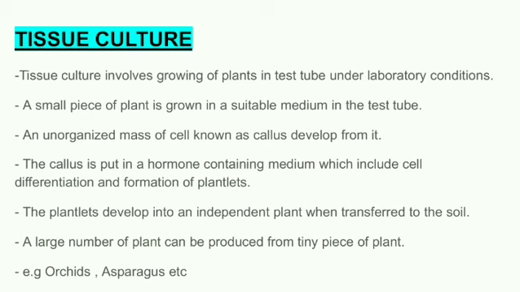Now, after the plantlets are developed, you can place the plantlets in the soil and each plantlet will start developing as an individual plant. A large number of plants can be produced from a tiny piece of plant. Examples of such plants are orchids.